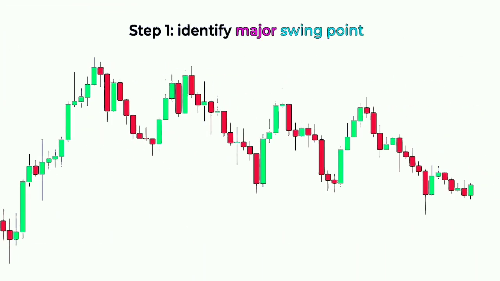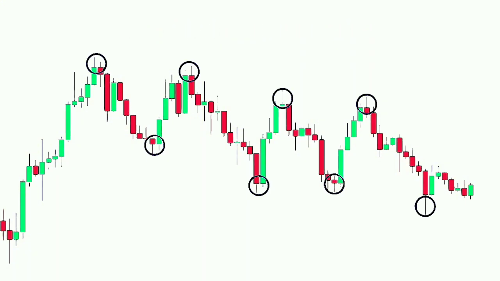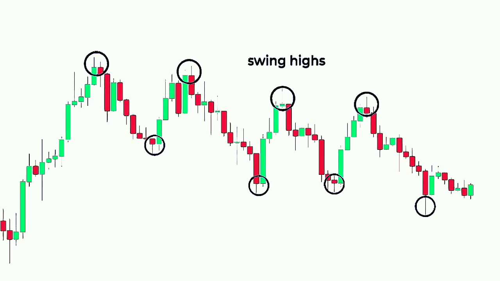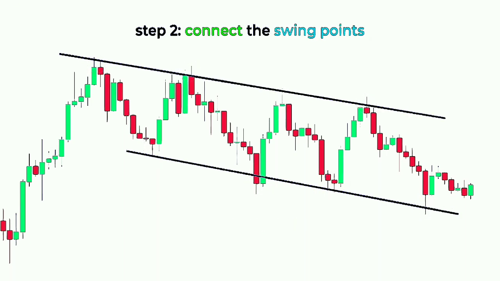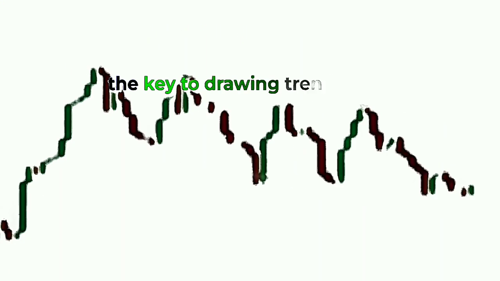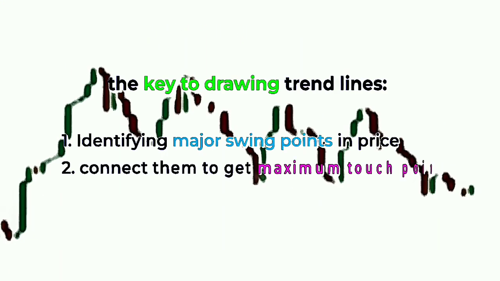Again, the first step is to identify major swing points, and here we can immediately see multiple obvious swing points. We have multiple swing highs here and multiple swing lows here. Next, we simply draw the trend line by connecting these swing points. So, this will be our trend line. To recap, the key to drawing trend lines is simply identifying major swing points and connecting them to get as many touch points as possible. And don't worry if you don't get it right the first time, because the more you practice drawing them yourself, the easier it will get.